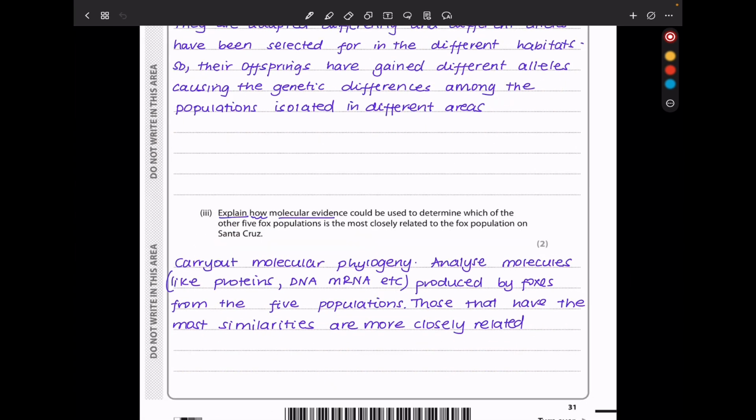And next I say, explain how molecular evidence could be used to determine which of the other 5 fox populations is the most closely related to the fox population in Santa Cruz. Since we are using molecular evidence to carry out molecular phylogeny, we analyze molecules. These could be proteins, DNA, messenger RNA, and so on, that are produced by the foxes from the 5 populations. Those that have the most similarities are going to be the most closely related to those in Santa Cruz.